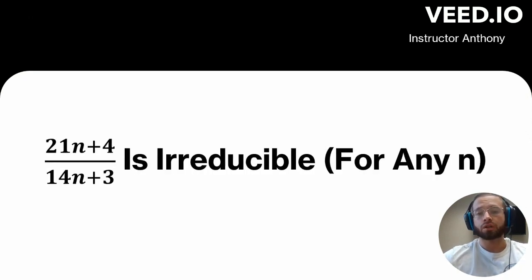Good afternoon. In this discussion, I'm going to show that (21n + 4)/(14n + 3) is irreducible for any arbitrary integer n. This means that the numerator and the denominator are co-prime. So, without further ado, let us begin.